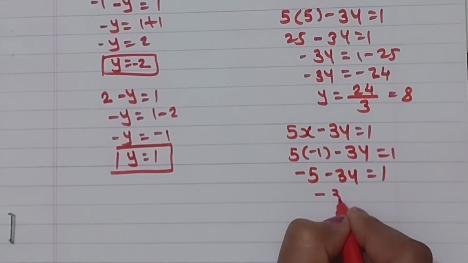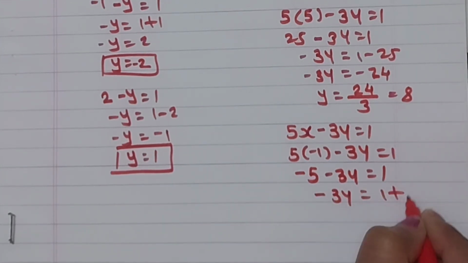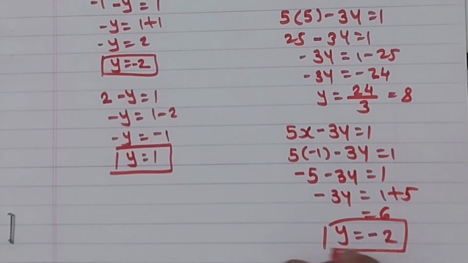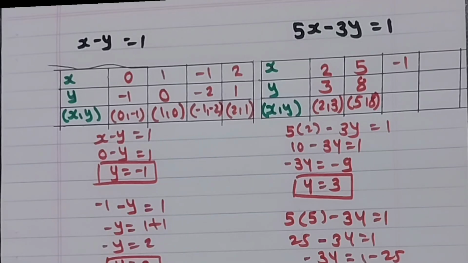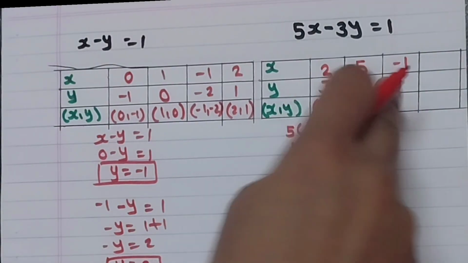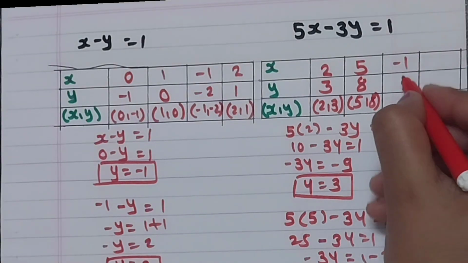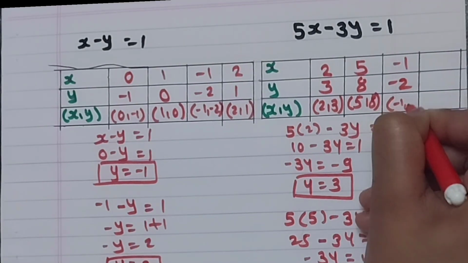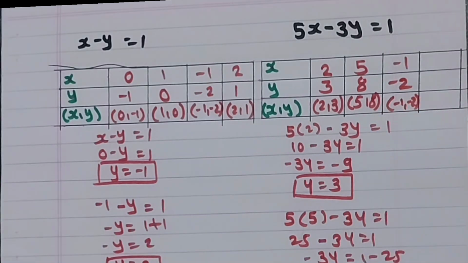So minus 3y is equal to 1 plus 5, which is 6. So y is equal to what? Minus 2. We get y is equal to minus 2 when x is minus 1. So we write here y is equal to minus 2. Minus 1 comma minus 2 is the ordered pair.